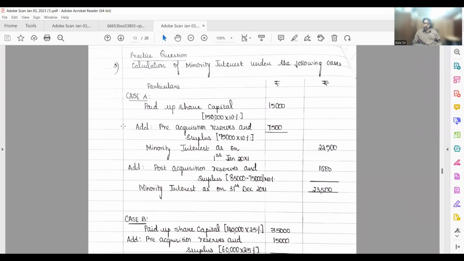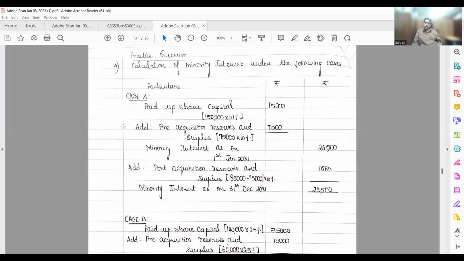Paid up share capital 1,50,000 into 10%. Out of 1,50,000, 90% is the holding company, 10% is minority, right? So 1,50,000 into 10% is 15,000 rupees. To that add pre-acquisition reserves and surplus: 75,000 into 10%, which is 75,000 balance in PNL. On that 10% is 7,500. Add both, 22,500 is the minority interest on acquisition date, on 1st January.